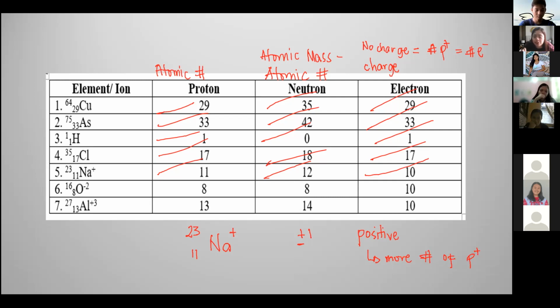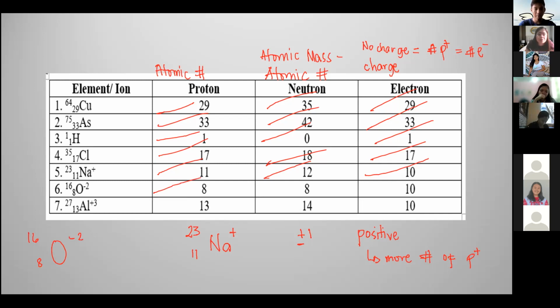Again, the positive charge there denotes that you have more protons than the electrons. But do not change the number of protons, kasi wala na siya nag-change, always yun na siya sa iyahang atomic number. Now, paano sa number 6? 16, 8, oxygen, -2. Again, the same number of protons, it's still 8. It is still represented by the atomic number.